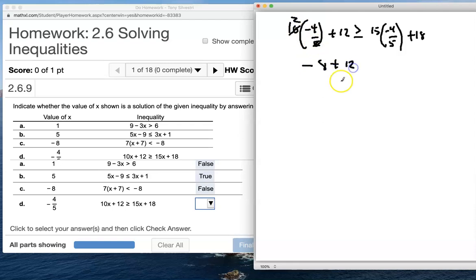And so while we're on the left-hand side, why don't we just add those two? Negative 8 plus 12 is 4. It's supposed to be greater than or equal to, well, what's this? 5 goes into 15 3 times. This is supposed to be 3 times negative 4 is negative 12 plus 18. Negative 12 plus 18 is 6. Clearly 4 is greater than or equal to 6 is not true.